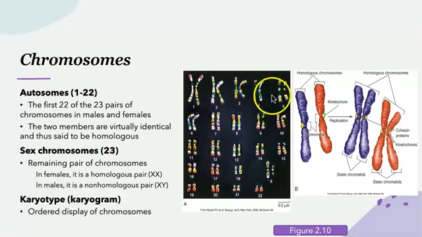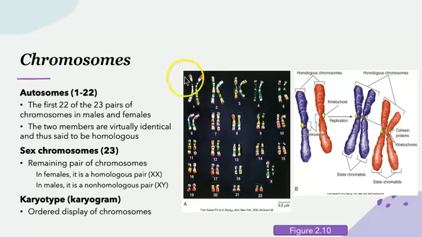So our chromosomes, we have 23 pairs like we said, and so pairs 1 through 22 are called autosomes. They are going to be found in both males and females, and they're 2 members that are virtually identical and thus said to be homologous. The last pair, the 23rd pair, is going to be known as our sex chromosomes. And so in females, we will find XX pairs, so they're homologous, whereas in males we find XY like we do in this picture, and these are non-homologous pairs.